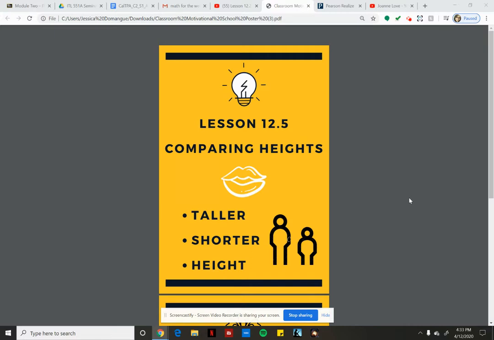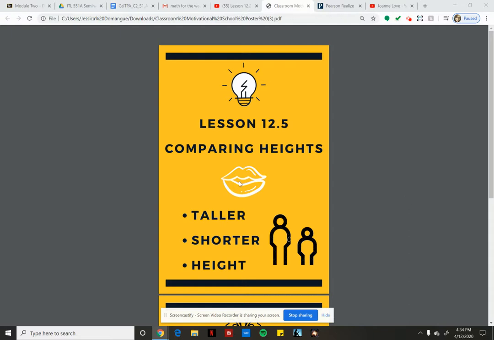So, today, because it's Monday, we're going to look at lesson 12.5, comparing heights. Now, I know that you have been learning about comparing lengths with Mrs. Chin. So, today we're going to do something very similar, but a little bit different in our lesson.